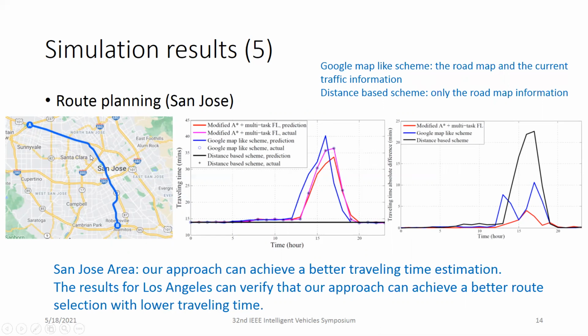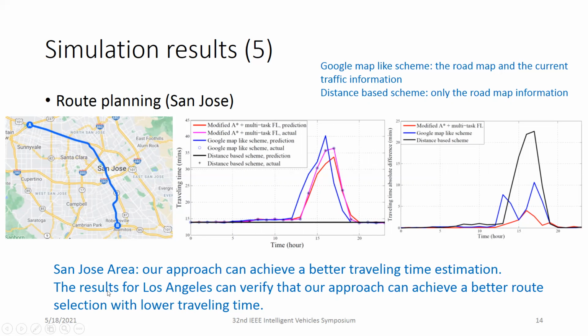This is a basic map of the San Jose area, where we have 2 nodes, node A and node B. We select those 2 nodes on purpose so that all 3 schemes choose the same steps over time. Here we have the predicted and actual traveling time for all 3 schemes, and we calculate the difference between the predicted value and the actual value for all 3 schemes. As we can see from this figure, our proposed scheme can achieve much more accurate traveling time prediction for the path, unlike the other 2 baselines.